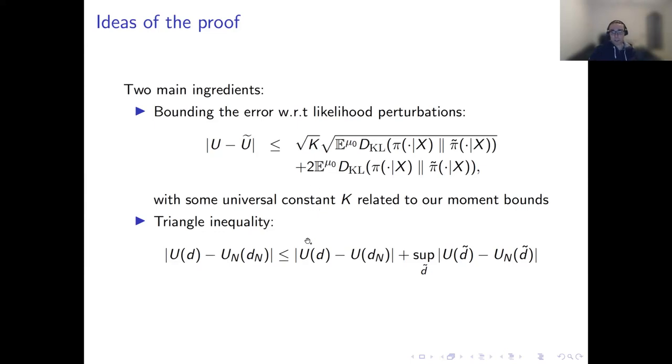For the second result, showing this gamma convergence type of result, you can simply consider a triangle inequality. If you have your limiting utility U evaluated at d, and then Un at some other design dn, the triangle inequality says this is bounded by U(d) minus U(dn) plus the supremum over all designs of the difference between U and Un. From the first theorem, we get a convergence rate for the second part, and now we use the continuity of this utility to make the first term converge.